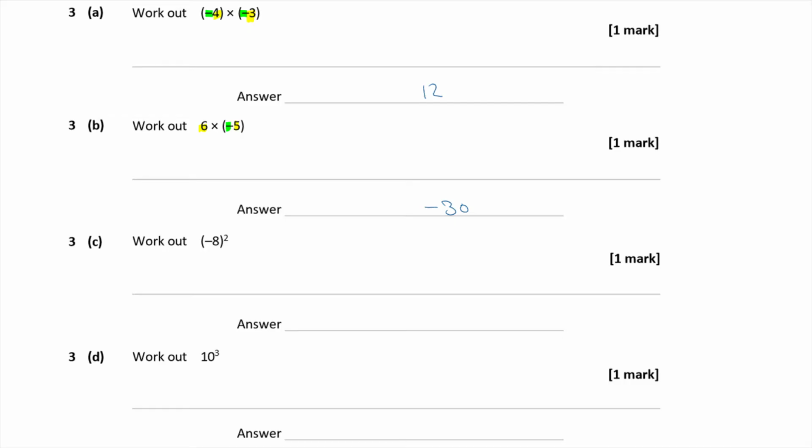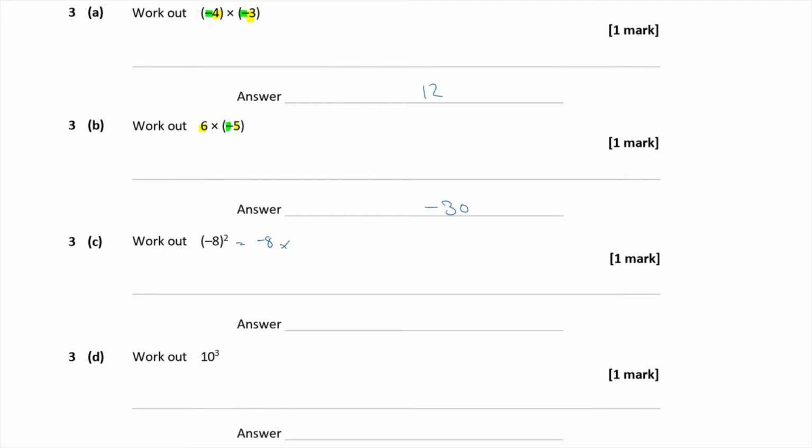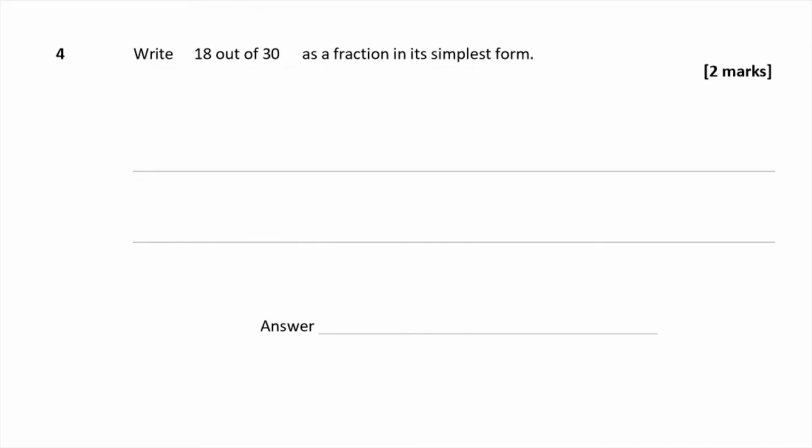Okay, now -8 squared, that's actually the same thing as -8 times -8, isn't it? Okay, and a negative times negative is positive, and 8 times 8 is 64. So I'm going to get positive 64 here. Okay, and then finally 10 cubed. 10 cubed is 10 times 10 times 10, which is 1,000, isn't it? So 1 and 3 zeros basically. Whatever that number there is, that's the number of zeros I'm going to have on the end. 1,000.